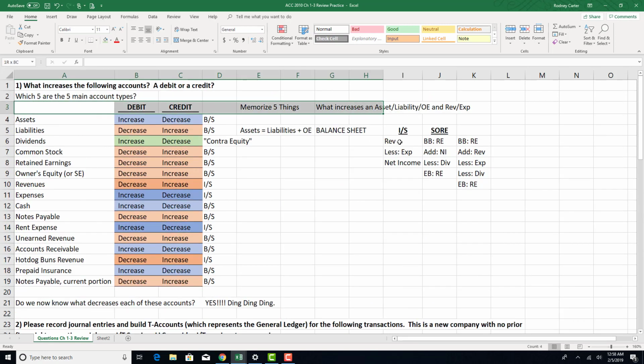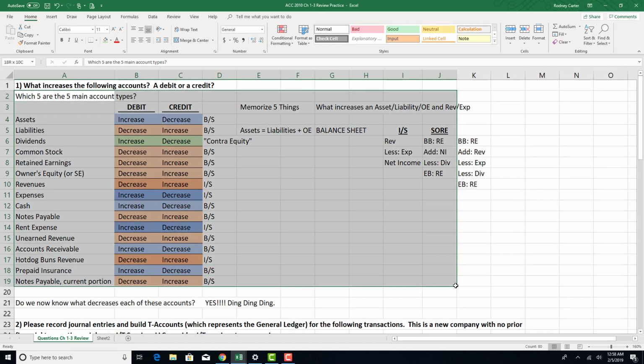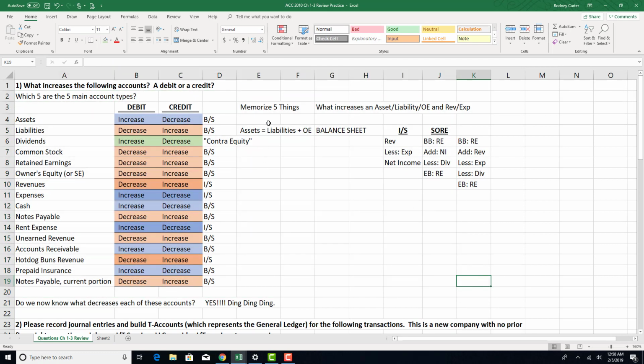You do yourself a huge service in introductory financial accounting, or whatever your course is, by memorizing those 5 things. What increases our 5 main categories? What are our 5 main categories? Assets, liabilities, owner's equity or stockholders' equity, and revenue and expenses. All these other ones on my list here that I've challenged you to notate are subcategories of those, right? Cash is an asset. Notes payable and accounts payable are a liability. Retained earnings and common stock are an owner's equity.